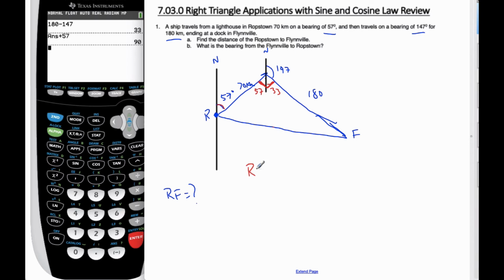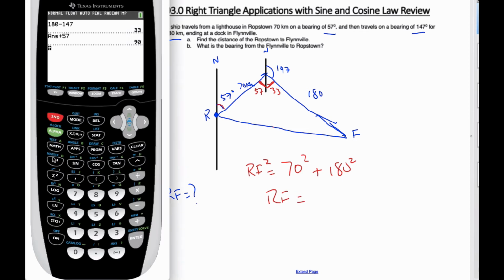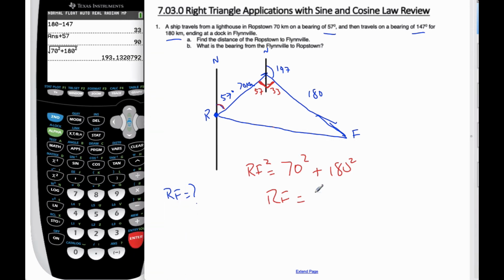Well, if I want to find RF, it's the hypotenuse, so I'm going to use the Pythagorean theorem. I can calculate what RF squared is, and from here I can calculate RF. I just go the square root of 70 squared plus 180 squared, and that gives me 193 kilometers to 3 significant figures. Okay, and so now the second part is, what is the bearing from Flynnville to Ropstown?